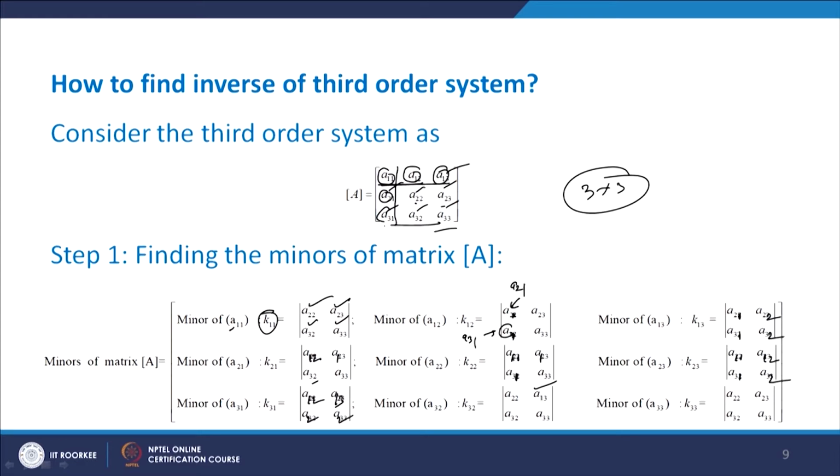So, we remove this row and column. So, what will we get? A11, we will get A21, then A23. And lastly, the principal minor of A33, particularly this: you remove this row and this column, corresponding to A11, A12, then A21, then A22.